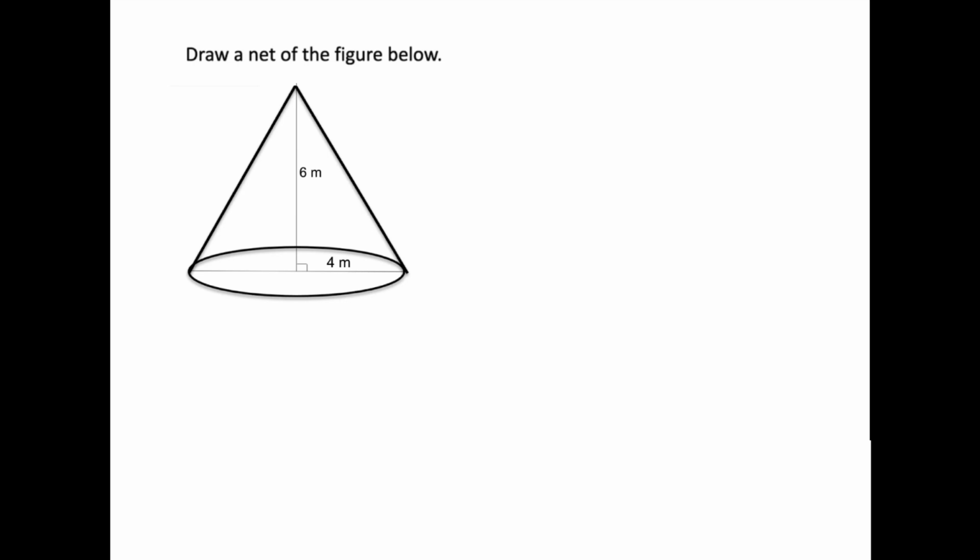When we draw our net, let's start with the circular base. On our circular base, we have the diameter given. It's 4 meters. Now we have to draw that smooth surface as a flat image. It's going to look very similar to what I just highlighted. But if you think about it, the smooth surface goes all the way around the circle. We can draw a curve that would be the same as the circumference of the circle.